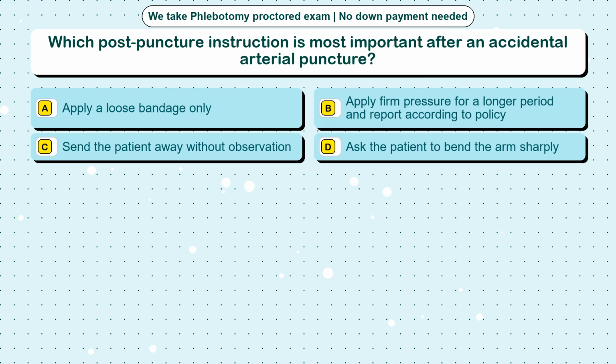Question 28. Which post-puncture instruction is most important after an accidental arterial puncture? Option A, apply a loose bandage only. Option B, apply firm pressure for a longer period and report according to policy.